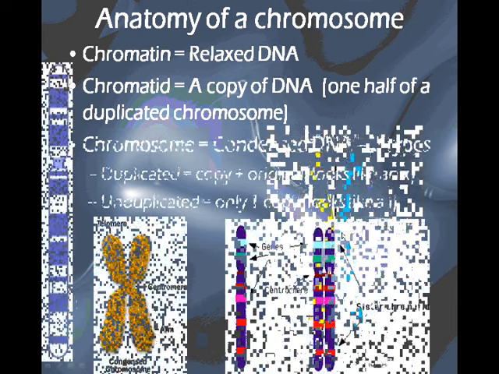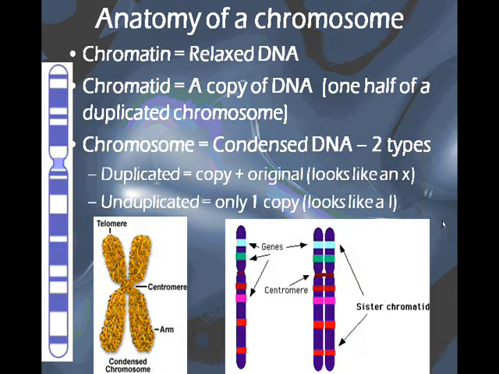A chromosome is any time that there is condensed DNA, but there's two types of chromosomes. Chromosomes can be either duplicated or unduplicated. A duplicated chromosome is shaped like an X, as seen here. That's when the chromatin is very wound up and condensed. Each side is a duplicate of one another, one side being a chromatid, the other side is a chromatid, and together they make a complete chromosome.